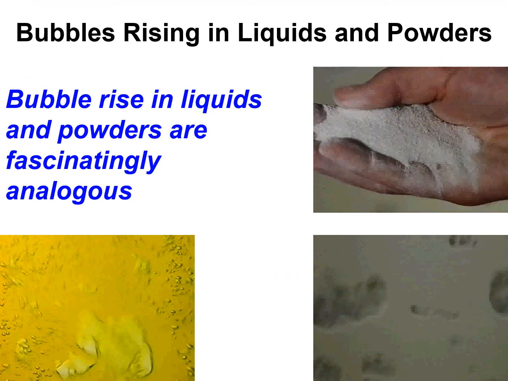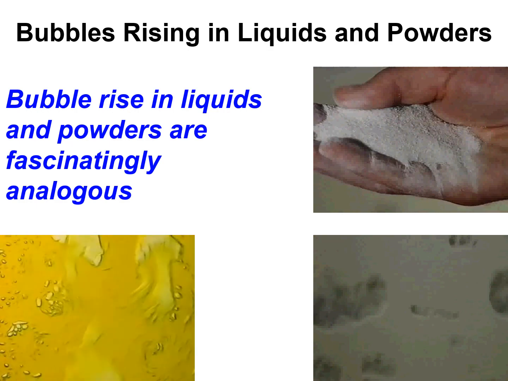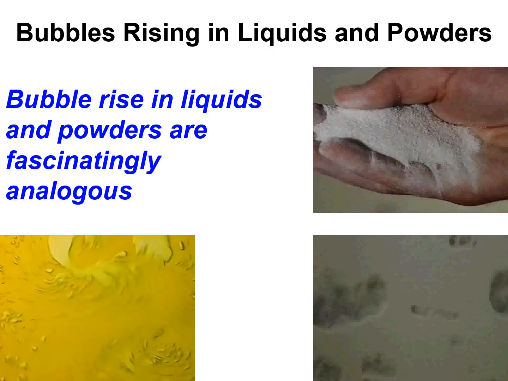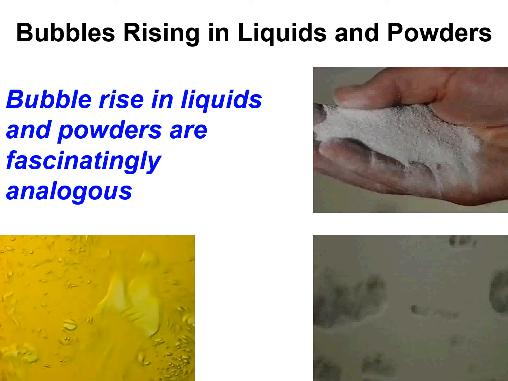So far we have seen the rise of single bubbles, but in an industrial bubble column reactor, you would sparge the gas in a column of liquid at very high velocities, and you get bubbles of a wide variety of sizes, and you see large bubbles coexisting with small bubbles as they rise through the liquid.